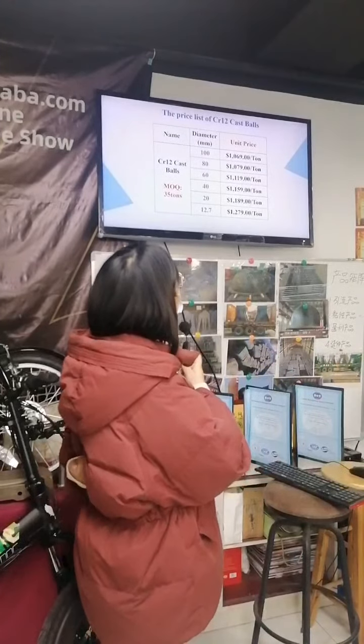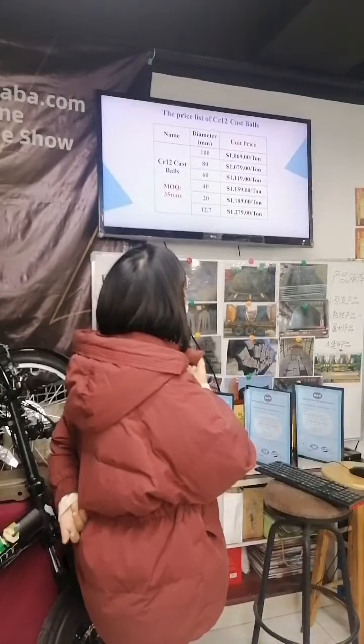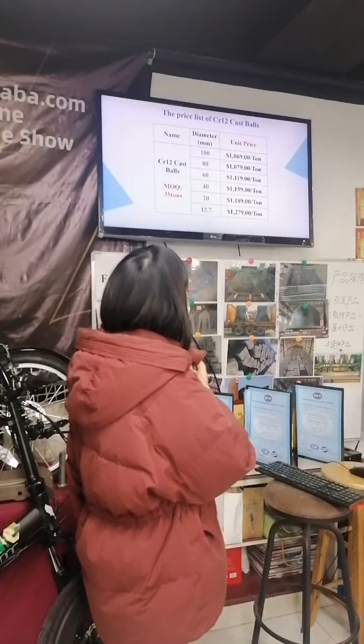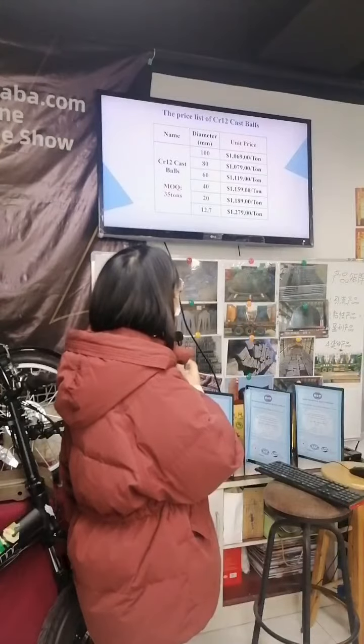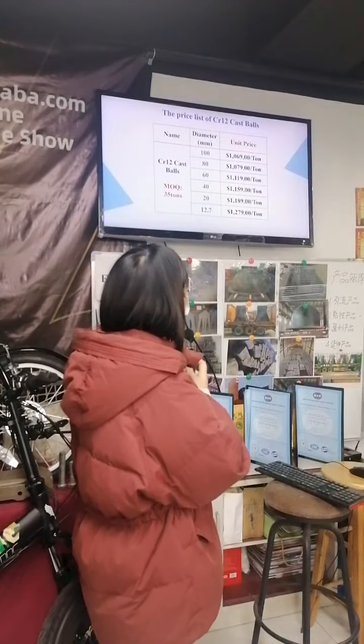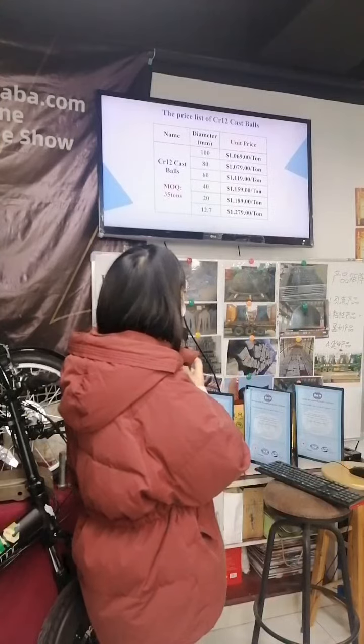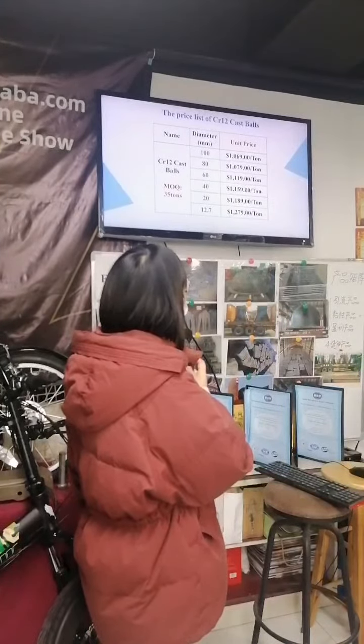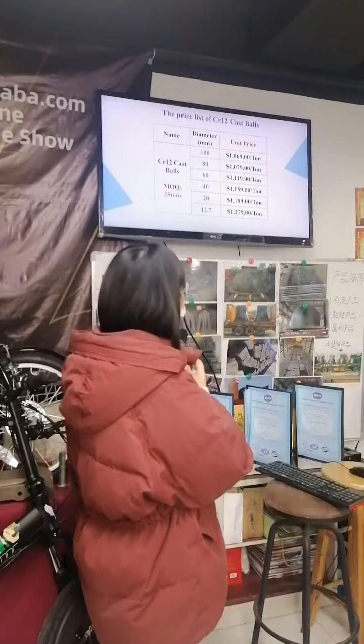And this is the price list of the chromium alloy cast board with diameters like 180, 60 and 40. And its unit price is $1,060 per ton.